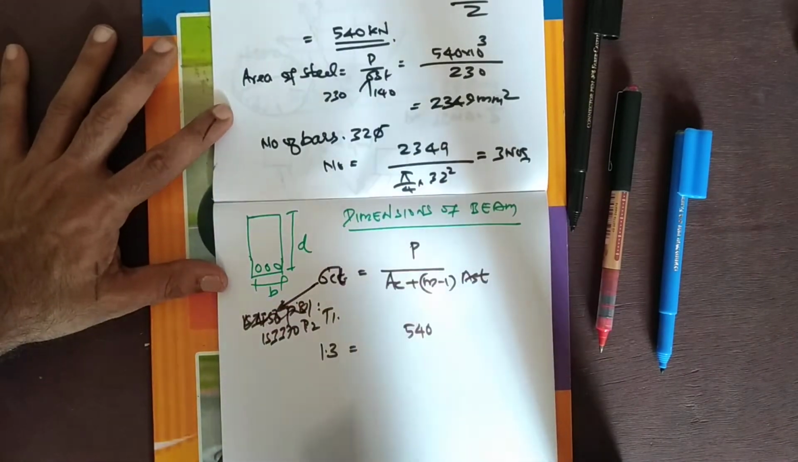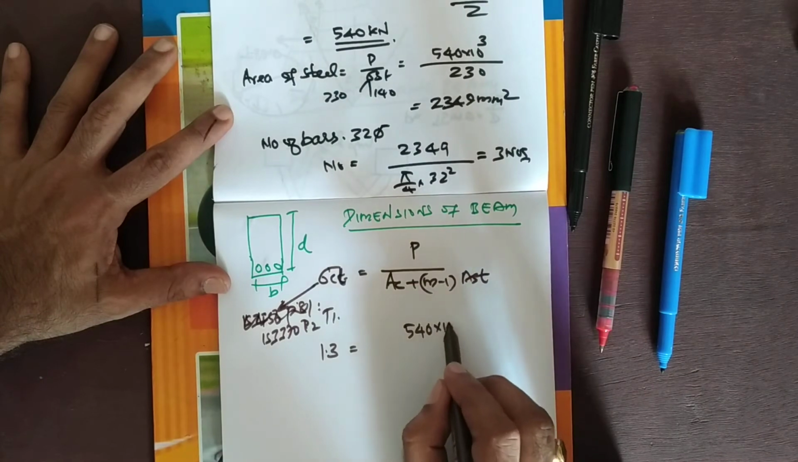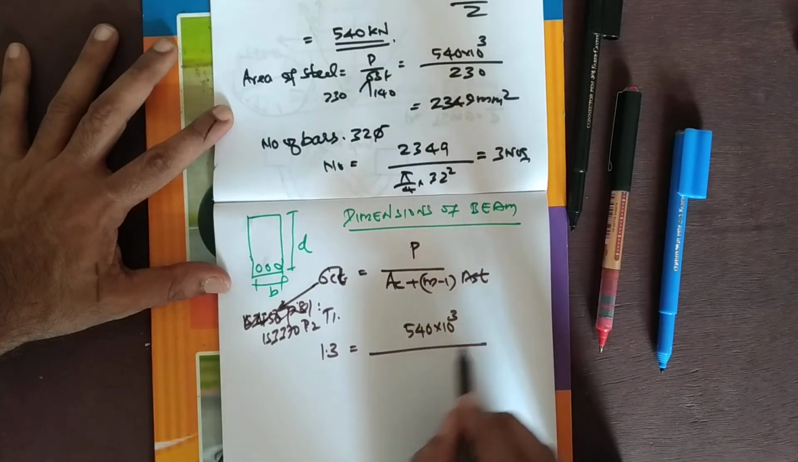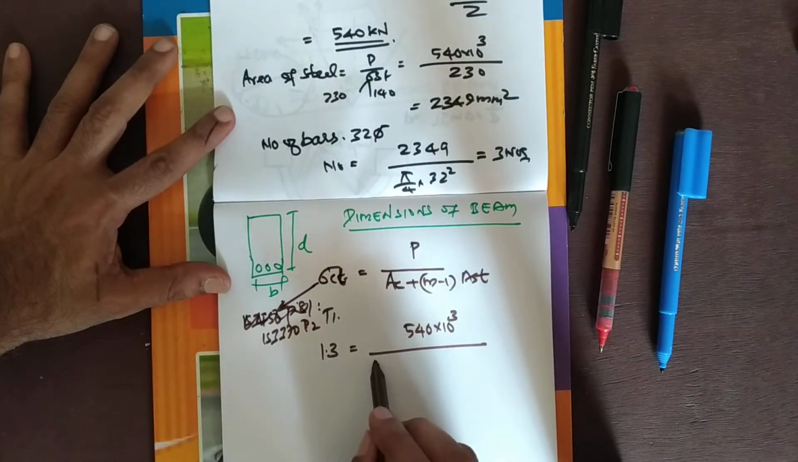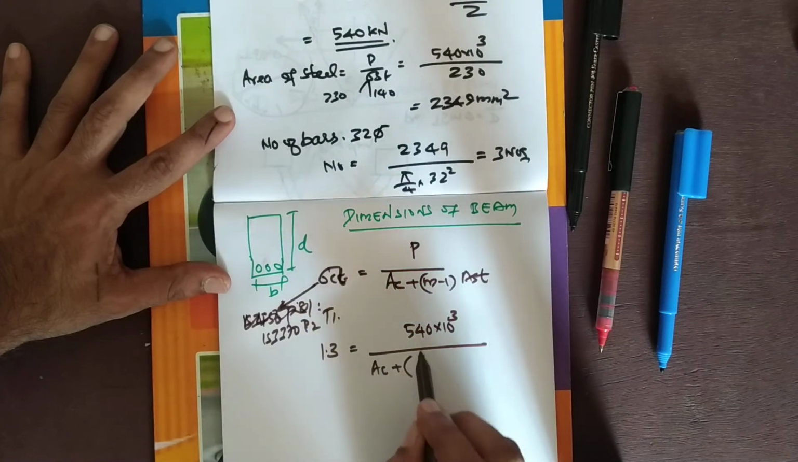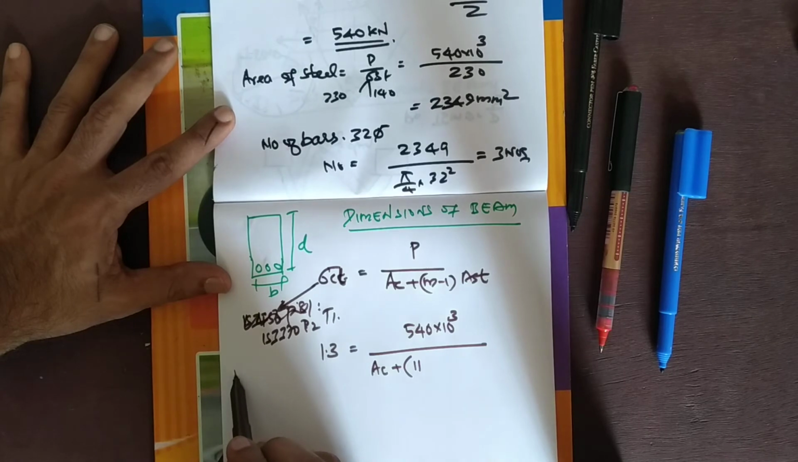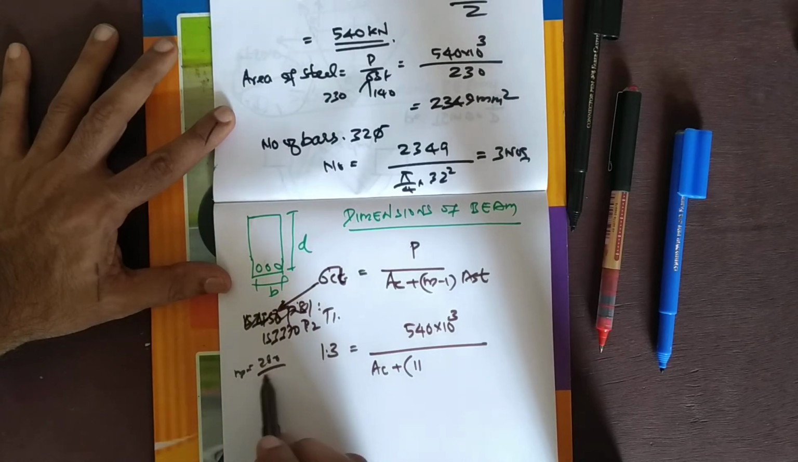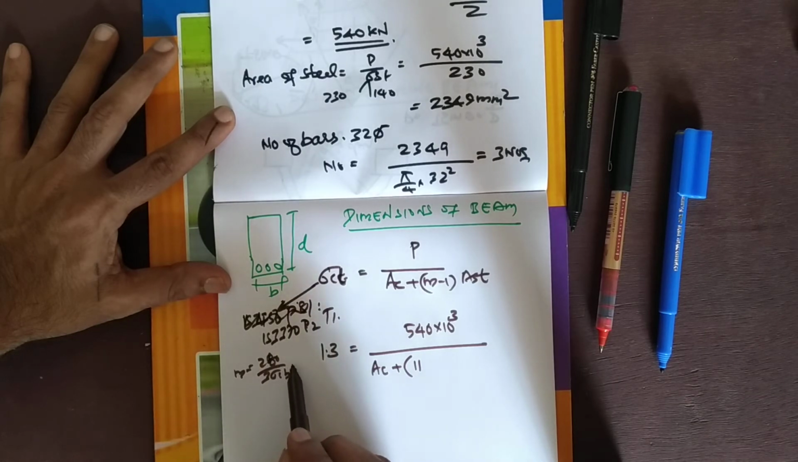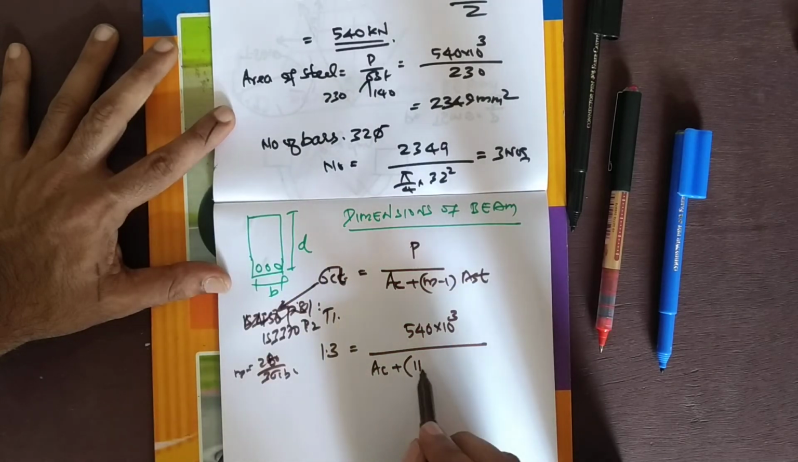and P is 540 into 10 to the power 3 divided by AC we don't know, plus M is 11. So we have done lot of times, because M is equal to 280 divided by 3 sigma CBC. Sigma CBC you will get from IS 456 page 81. So substituting this one, you will get 11 minus 1 into AST.